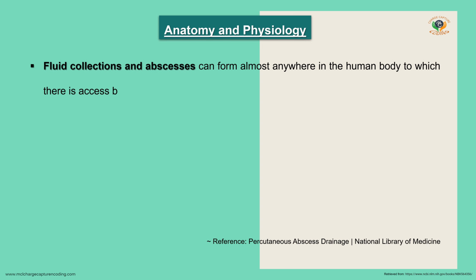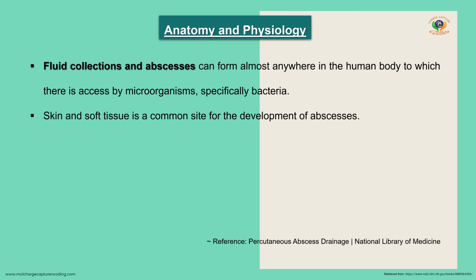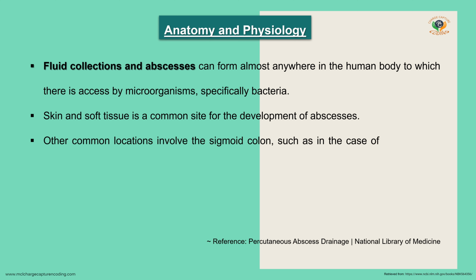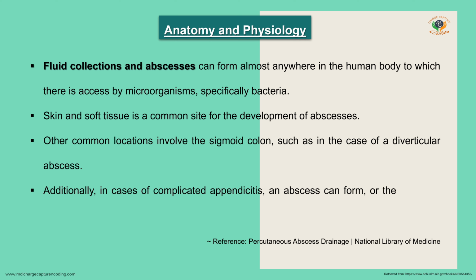Fluid collections and abscesses can form almost anywhere in the human body to which there is access by microorganisms, specifically bacteria. Skin and soft tissue is a common site for the development of abscesses. Other common locations involve the sigmoid colon, such as in the case of a diverticular abscess. Additionally, in cases of complicated appendicitis, an abscess can form or the appendix can rupture, forming an abscess in the right lower quadrant. This is in reference to the published article entitled Percutaneous Abscess Drainage in the website of National Library of Medicine.